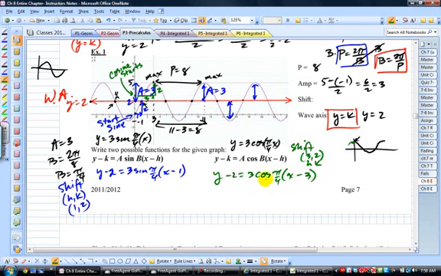Even though one's written in cosine and the other one's in terms of sine, they're the same waves. Okay? It's just that the cosine wave is just a translated sine wave. That's all it is. So your job in this section is to learn how to write it in terms of sine and in terms of cosine by determining the period, the amplitude, the shift, and the wave axis.